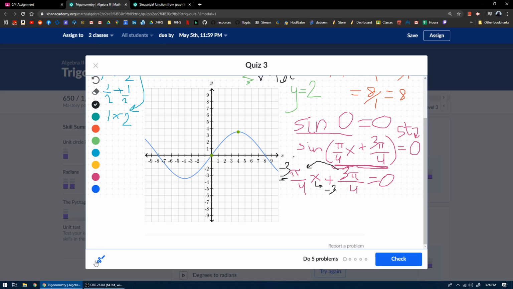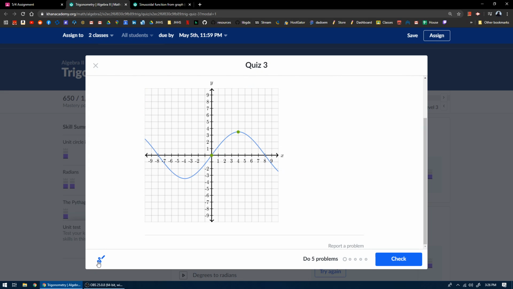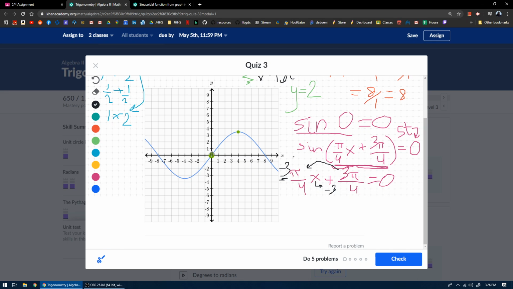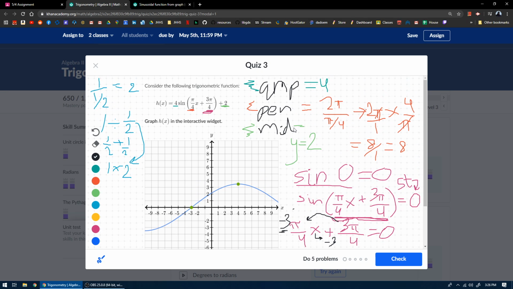We could actually do this now. So I start my graph at negative 3. That's where I start my graph. That's where all this stuff is 0. My midline is 2. I add everything by 2. Everything that's added by 2. My period is 8. So it would take 8 units for this cycle to complete.